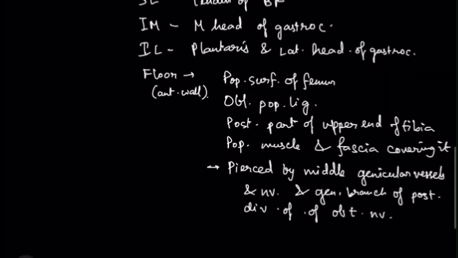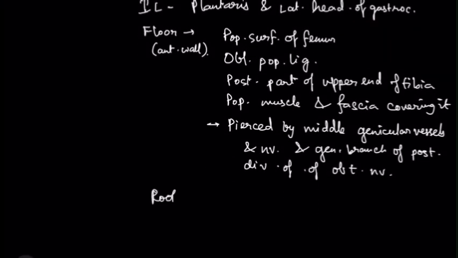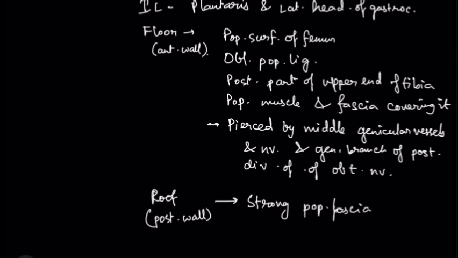Okay. Then roof. Roof is also known as the posterior wall. So it is made of strong popliteal fascia. See, it's the popliteal fascia, okay, not the fascia covering popliteus muscle. These two are different, okay, don't get them confused. As usual, pierced by, because we want to pierce your brain also with all this information.